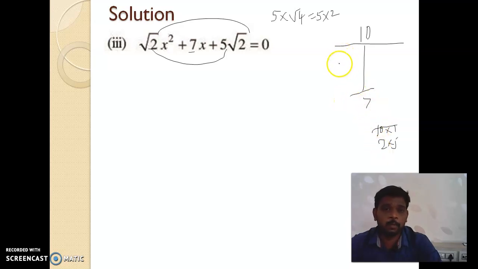And what about 2 and 5? So 2 and 5. Okay, so here there is no need to put a plus or minus in front of these two numbers, because here everything is positive. The top value and bottom value, everything has a positive sign only. Therefore keep this as positive. Now when you multiply, 5 2s are 10, and when we add, 7. So these are the required factors.